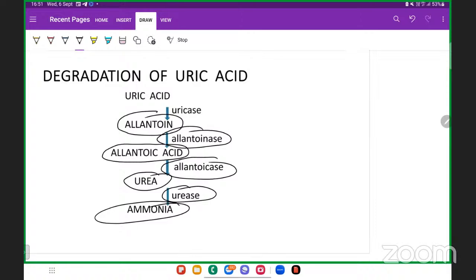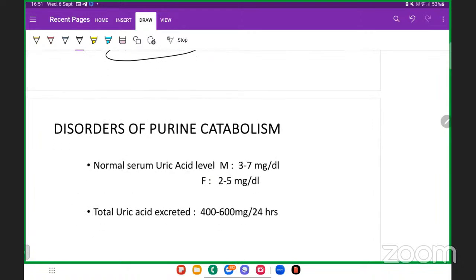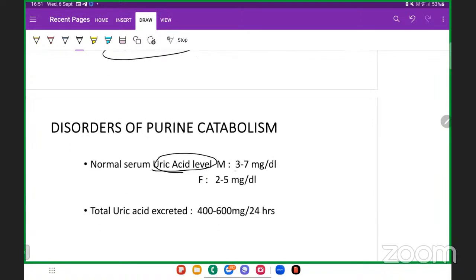But in humans, it is not going to be directly excreted as uric acid or urea. It is going to be excreted as ammonia. Remember, normal serum uric acid level in a male should be 3 to 7 mg per deciliter, and in a female it must be 2 to 5 mg per deciliter. Total uric acid excreted every 24 hours is almost 400 to 600 mg. How is this excreted? This is excreted as ammonia.